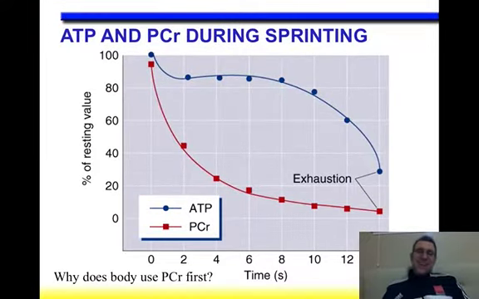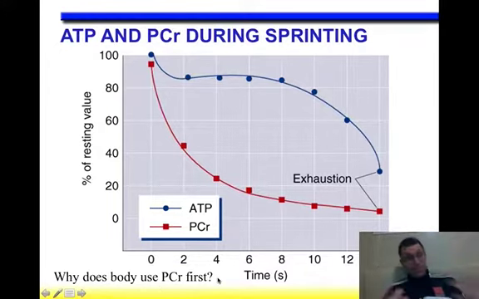So here's a cool graph, and it posts up ATP and phosphocreatine during a sprint. This is an entire 14-second sprint, so not even a full standard Wingate, which is usually 30 seconds. In blue we have ATP, in red we have phosphocreatine, percent of resting value. All this is showing is that at the beginning of this sprint we have 100% of resting value of ATP and phosphocreatine. By the end of the sprint, what's happened? And the question is asked down here, why does the body use phosphocreatine first? It's a good question.